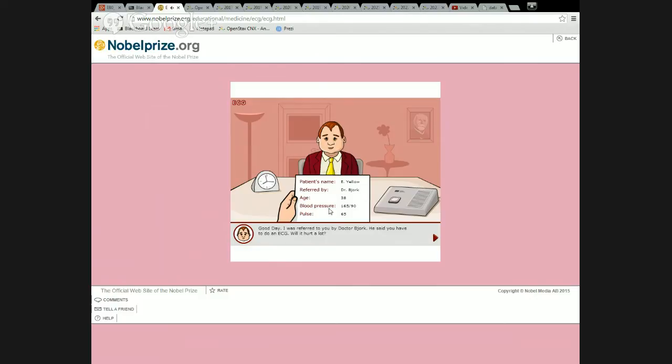So it gives you a little bit of information about him, and then down below represents the dialogue that you're going to have with him. So he says, I was sent here to get an EKG. Is it going to hurt? And so to see your response, hit the little arrow key to the side, and you, in your best bedside manner, say, no, it's not going to hurt. Take off all your clothes and go lay down.